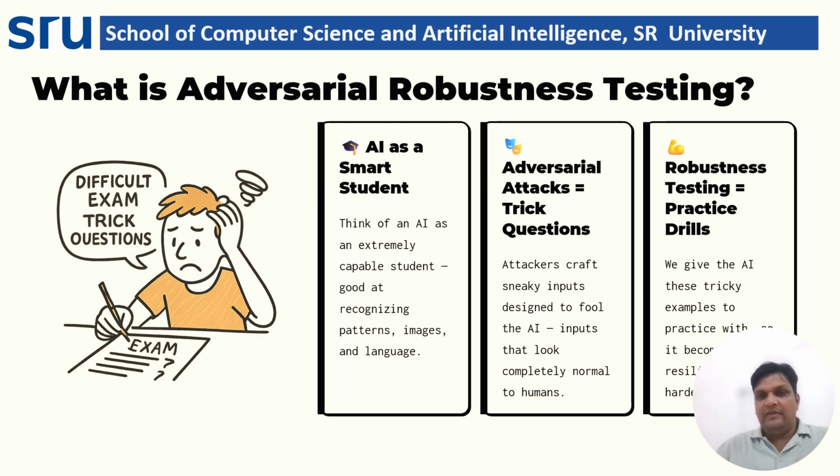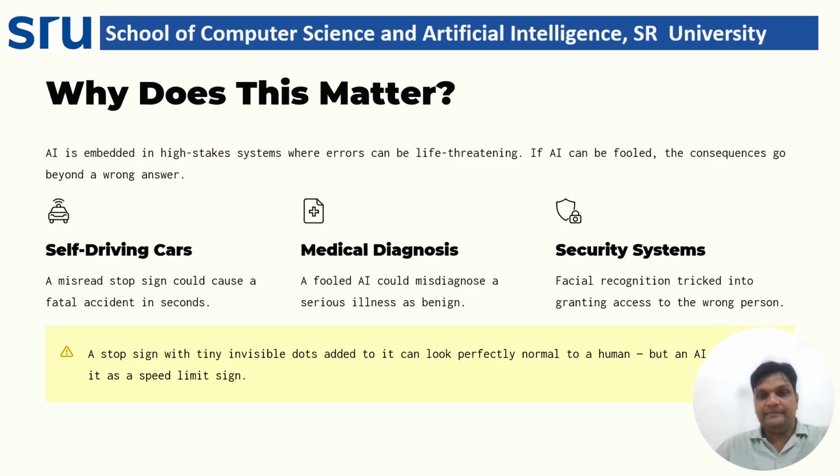So let's imagine AI as a brilliant student. It performs extremely well until someone gives it trick questions. These trick inputs are called adversarial attacks. They look normal to us, but confuse the AI completely.